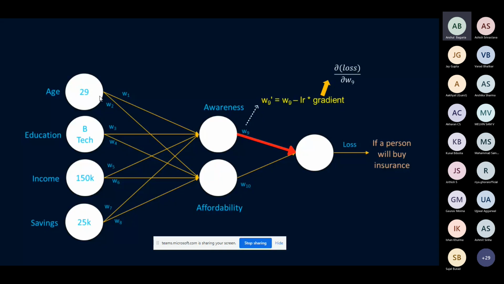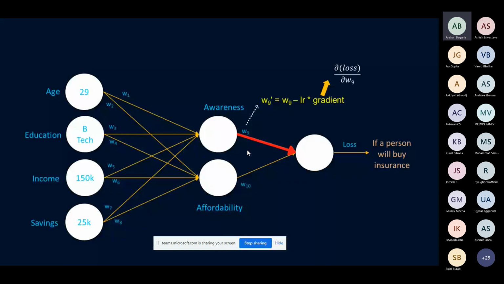If we train this neural network by initializing some inputs, let's say we're giving 29 as age, BTech as education, 150K as income, and 25K as savings, we pass these values, forward propagation occurs, and we get some result. Comparing with the actual result, we start backpropagating, where we are updating the weights. Let's say we want to update W9. For W9, we subtract a small portion of it: the learning rate multiplied by the gradient. The gradient here is del loss over del W9.